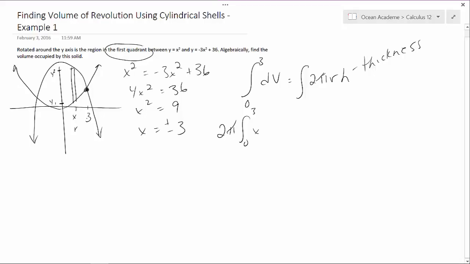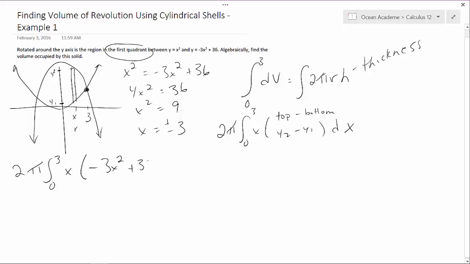And now our thickness would be our top curve minus our bottom curve. So that would be our y2 minus our y1. So rewriting this, we would have 2 pi, and we still have our x, and now let's plug it in. Our y2 would be negative 3x squared plus 36 minus our x squared.